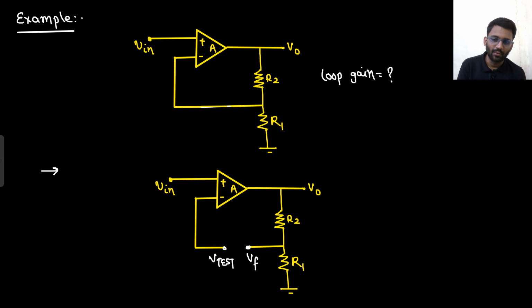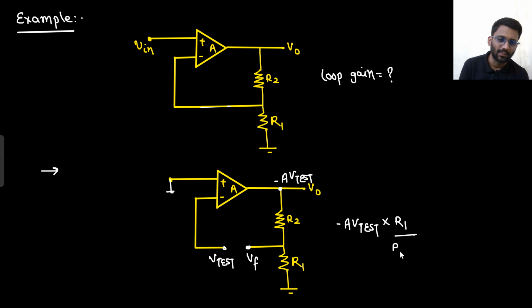The next thing I am going to do is to short circuit the input. So V test is going here. This is 0. This is minus V test. 0 minus V test into A. So what will this be? Minus A into V test. Now this minus A into V test will be potentially divided. It will divide the potential across R1 by R1 plus R2, and that would be equal to Vf.